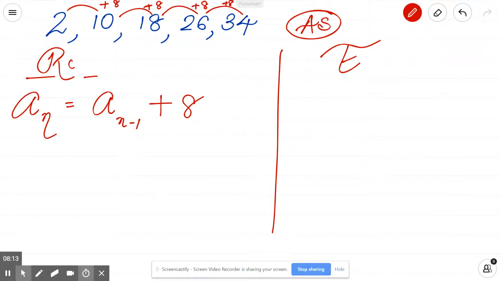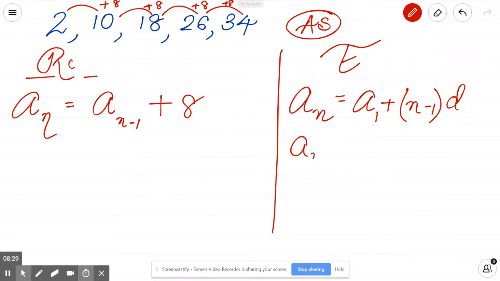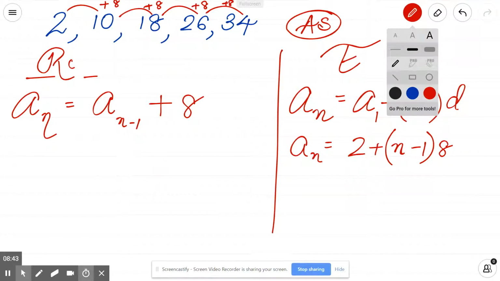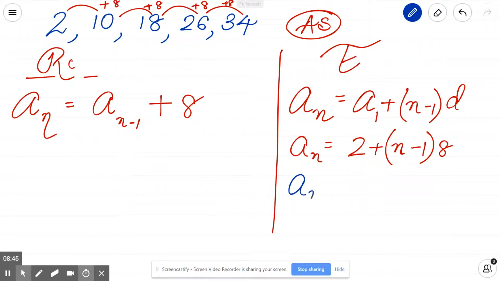For the explicit formula, we will write down, in order to find any term, an equals a1, which is going to be 2 in this case, plus n minus 1 times, what is d? 8. So now let us start plugging into the formula. A1, which is 2, plus n minus 1. So we don't know what n is or which term they are asking us. And then what is d? 8. We are always adding 8 to get the next term. All right.